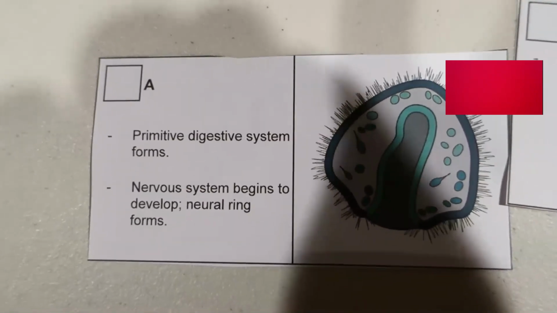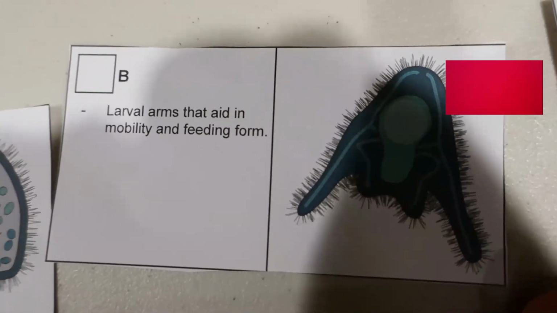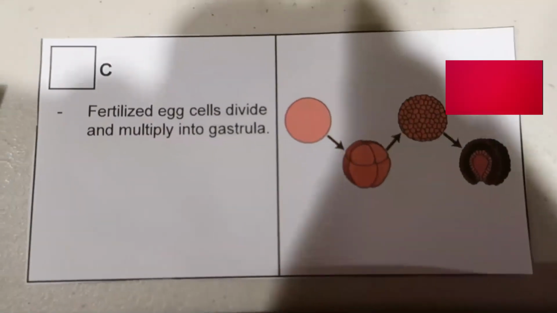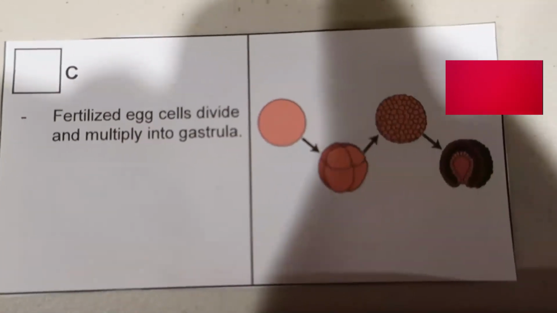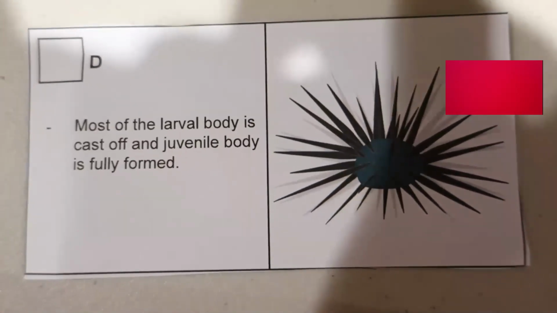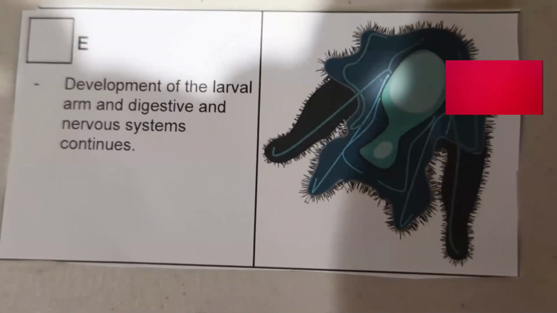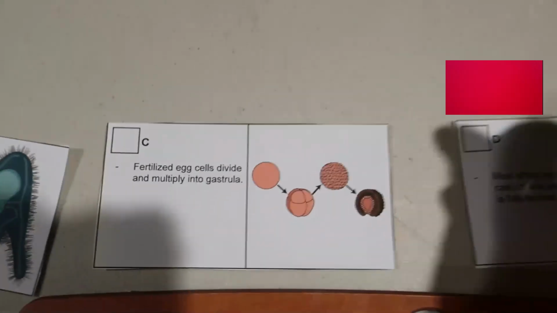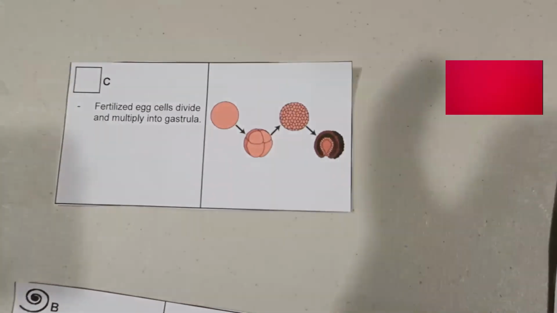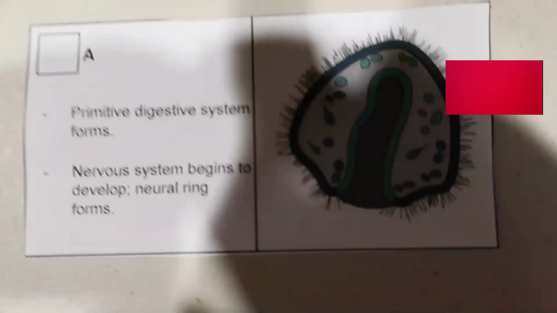this one says primitive digestive system forms, larval arms that aid in mobility and feeding form, fertilized egg cells divide and multiply into gastrula. Most of the larval body is cast off and a juvenile body is fully formed. And development of the larval arm and digestive nervous system continues. So we're going to put this one first. I'm going to leave it right here on the far left side. The next one we're going to do is this guy right here.